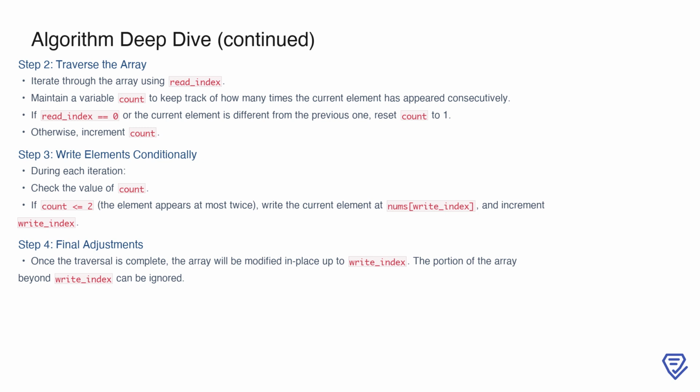For each element, we check the value of count. If it is less than or equal to 2, we write the current element at the position indicated by write_index and move the write_index forward. This ensures that only up to 2 occurrences of each element are retained in the array. Once the traversal is complete, the array is modified in place up to the position specified by write_index, and any elements beyond that point can be ignored.